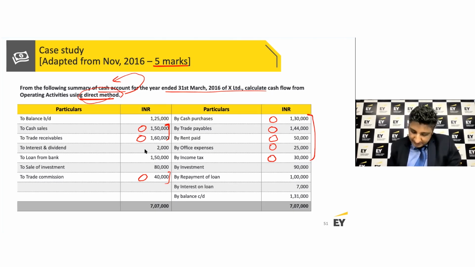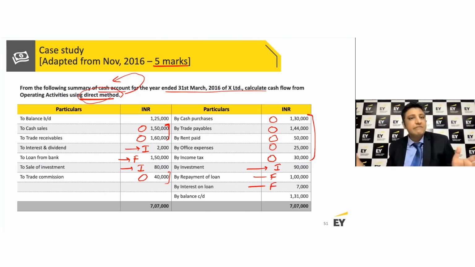Everything else, let's have a look at it. Interest and dividend, because we have received, is investing. Loan from bank is financing. Sale of investment is also investing. Investment, it is obviously a payment, so it's again investing. This is financing. This is also financing. They are irrelevant for me under this particular scenario. So all I'm saying is 1,50,000, 1,60,000 and 40.